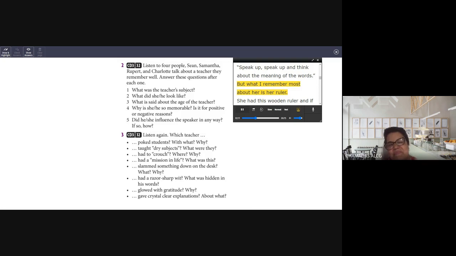But what I remember most about her is her ruler. She had this wooden ruler, and if anyone was looking sleepy or bored, she'd poke them on the shoulder with this ruler and shout, "Wake up, girl!" or "Boy!" Then one day, she spotted someone asleep, sound asleep, and snoring at the back of the class. Mrs. Chapman was so furious, she slammed the ruler down on his desk, and it broke in half. We were all scared stiff.